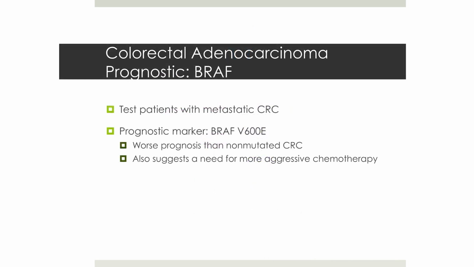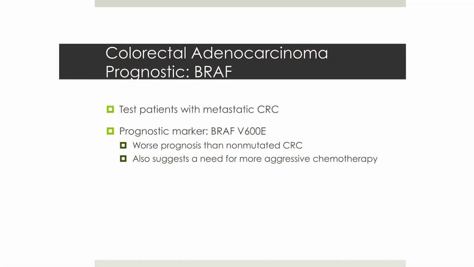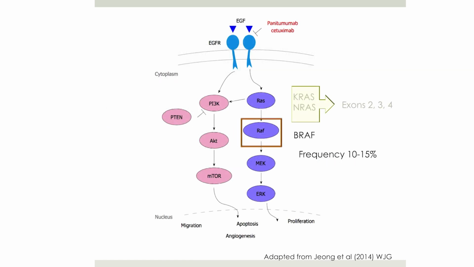Another marker along this pathway is BRAF, and it's prognostic in that it's associated with a worse prognosis if this mutation is present in the tumor, compared to colorectal cancers that do not express this mutation. And it may suggest a need for more aggressive chemotherapy. So again, it's along this pathway, and the frequency of this mutation is about 10 to 15%.